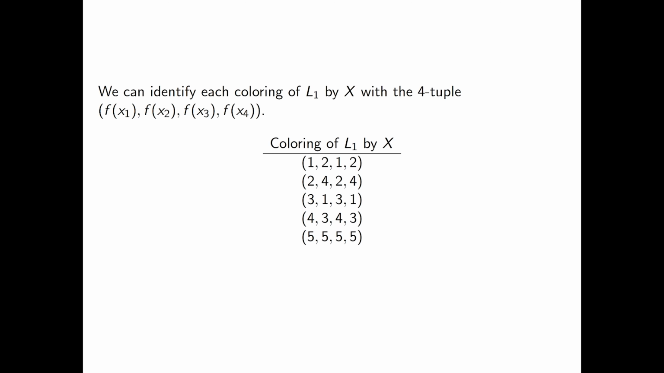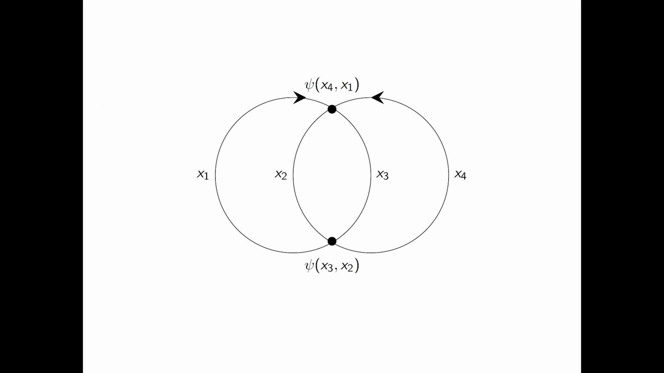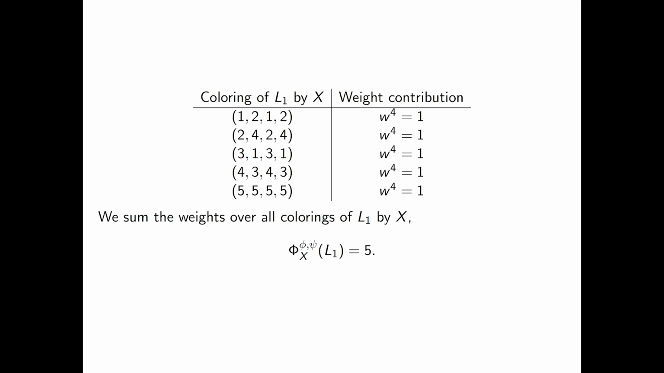The next thing we want to do is compute the Boltzmann weight contribution of each one of these X colorings. The way we do this is we assign our weights at the singular crossings, using the weight contribution rule that we set up for the Boltzmann weights. Here we have 2 singular crossings, so we use psi in each one: psi of x4, x1, and psi of x3, x2. Recall that psi is equal to 2 for all x and y in our Psyquandle.